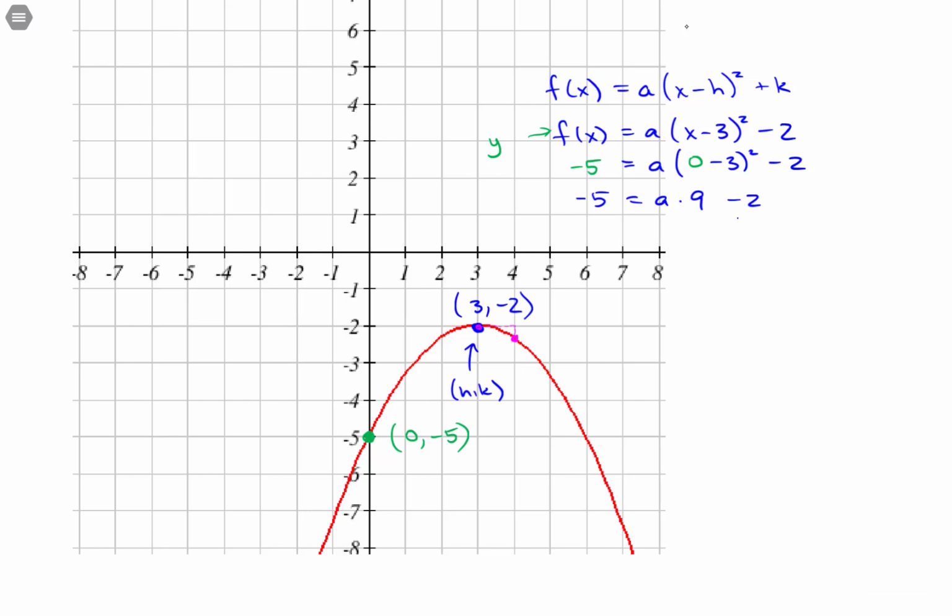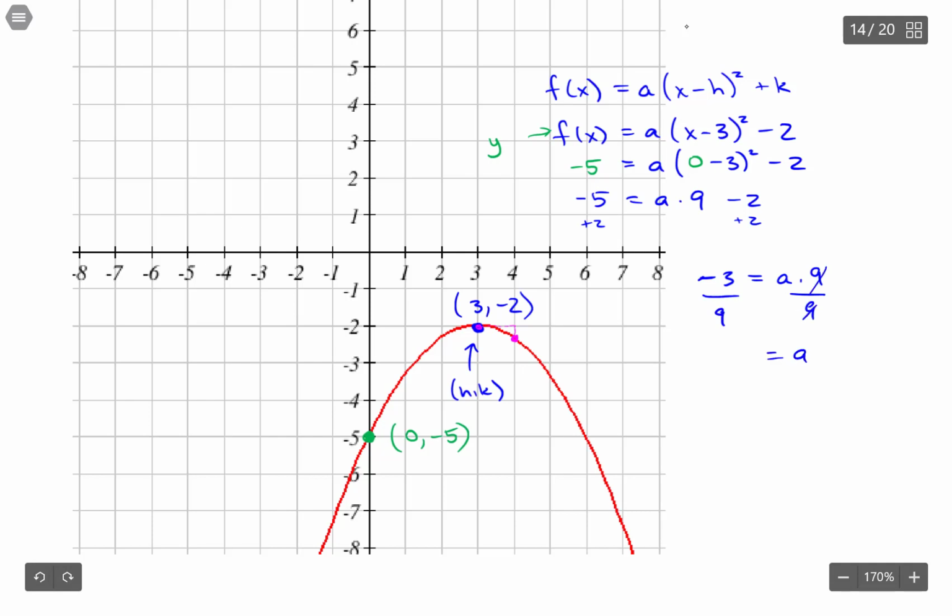Now if I add 2 to both sides, that's going to give me -5 plus 2 is -3 equals a times 9. If we divide both sides by 9, then we reveal that this is -1/3. So I had guessed at 1/3, and it looks like I was correct, but it didn't include the negative. It would have been easy enough to determine that I needed a negative, however, because the parabola is opening downward. Regardless, we have the function's equation, which is going to be -1/3 times x minus 3 quantity squared minus 2.